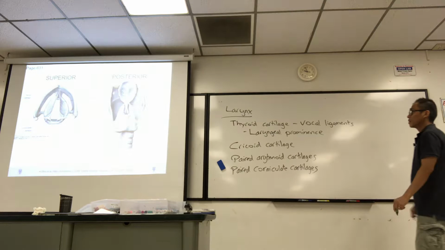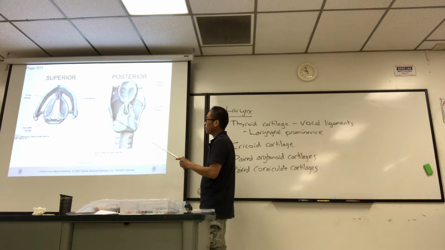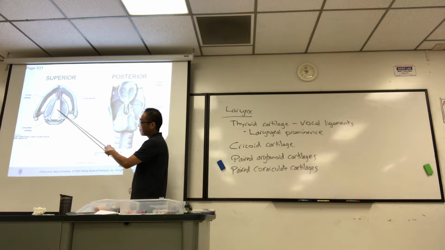And all the arrows on the posterior view are showing that you have pivot points. The arytenoid cartilages can pivot to move the vocal cords together and apart. When they're apart, that's very important. That space, that aperture, is called the glottis.